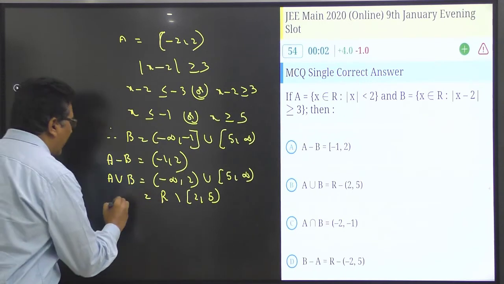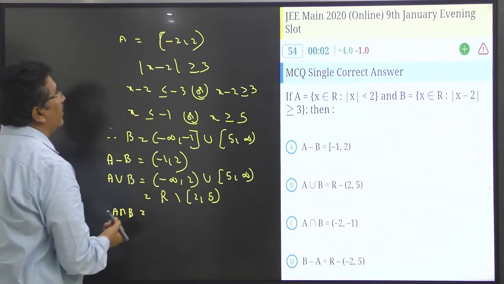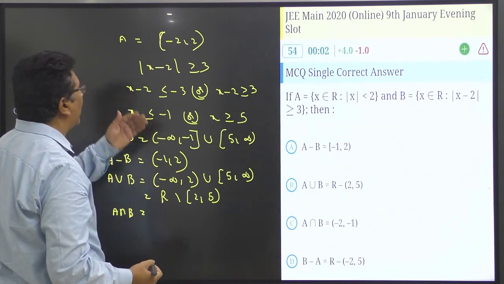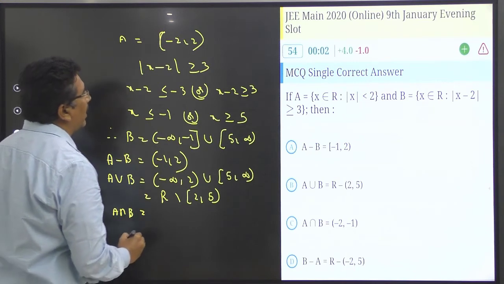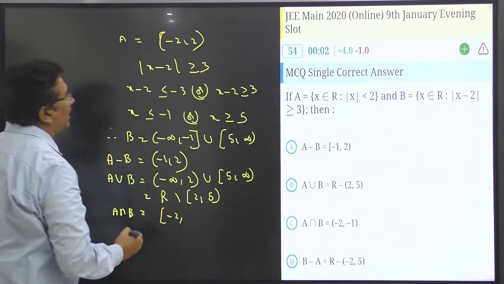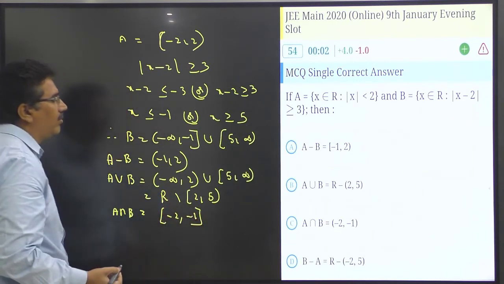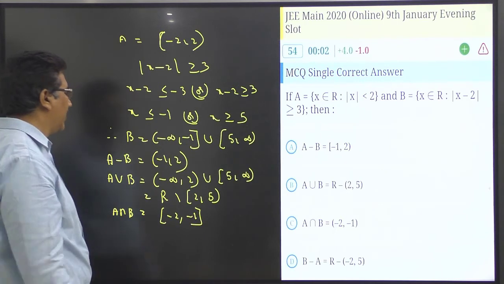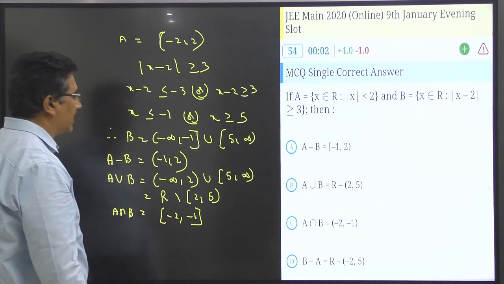Now, what is A intersection B? The intersection part of A and B is the closed interval [-2, -1]. So this is not the answer.